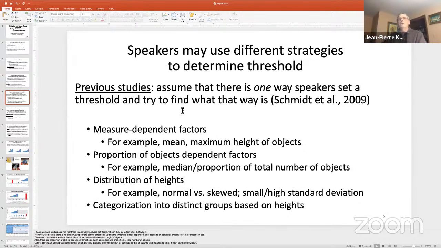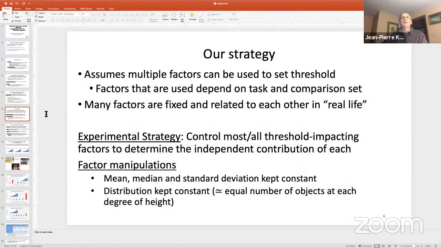Our view actually is that there is no single way that speakers determine the threshold, the lower bound of tallness. And because of that, it depends partly on the properties of the set of objects they are looking at, but also on the task. So our strategy is to basically control as much as possible all of the variables that could influence a determination of the threshold and study one variable at a time.